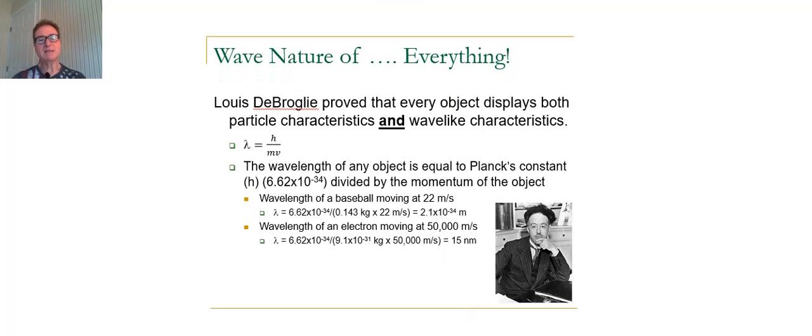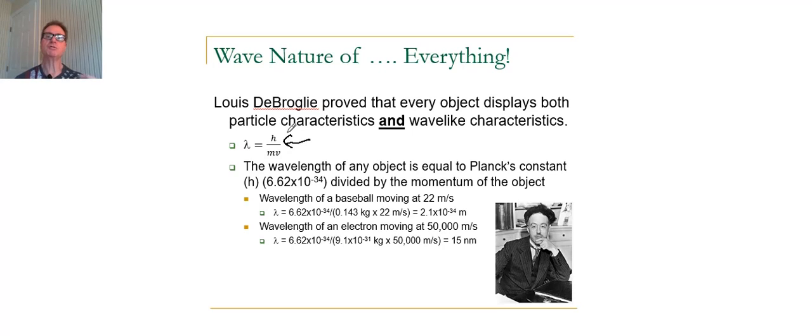Back in the 1800s, a fellow by the name of Louis de Broglie proved that every object displays both particle characteristics and wave-like characteristics. In fact, this was his thesis for his doctorate, and he came up with this equation. Whether it's a tennis ball, a baseball, an electron, or a particle of light, everything shows some characteristics of a wave.